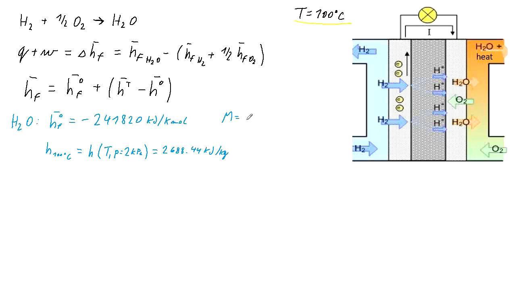Now the molar weight of water is 18.015 kilograms per kilomole. So we can get the molar enthalpy at 100 degrees C, being the enthalpy at 100 degrees C which we just got, multiplied by the molar weight, and we will get number 48,432.9 kilojoules per kilomole.